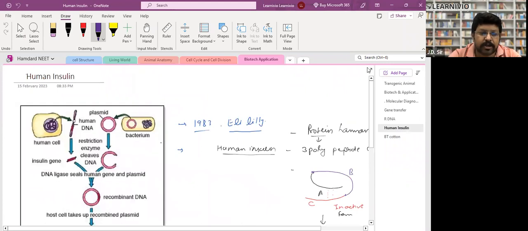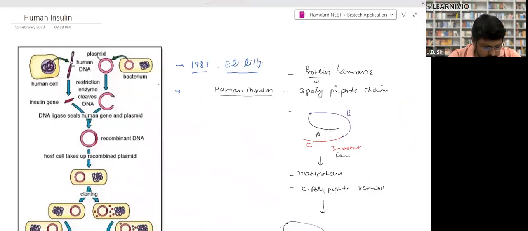How is human insulin made? Human insulin is called Humulin. And in 1983, Eli Lilly, an American company, prepared the sequence of DNA, right? So the credit to prepare this sequence goes to Eli Lilly, right?